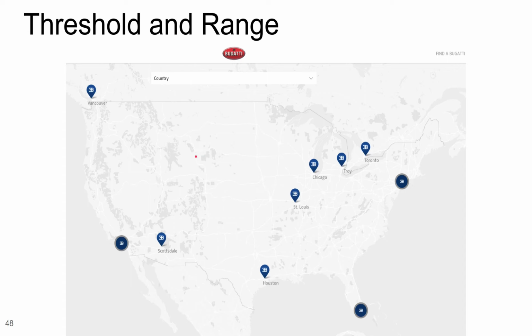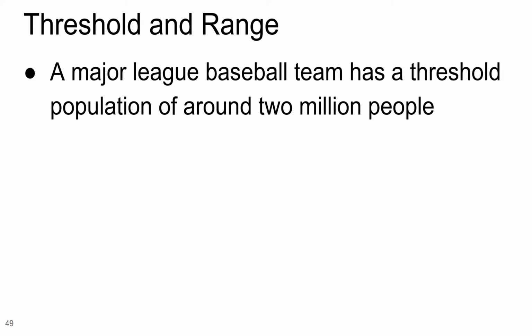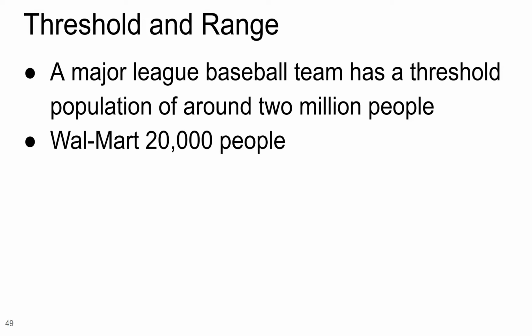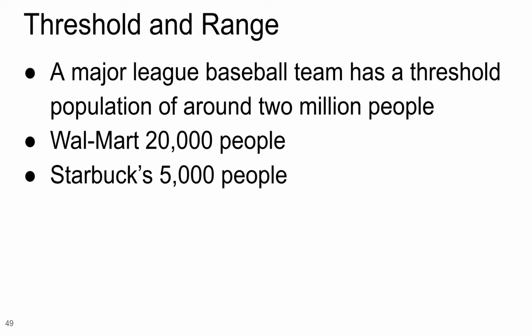So this is, again, the idea that there's a threshold. You need to have so many people who are making this much money in the town to bother opening a super expensive exotic car dealership. Major League Baseball has a threshold of around 2 million people. Walmart has a threshold of about 20,000 people. Starbucks has a threshold of around 5,000 people.